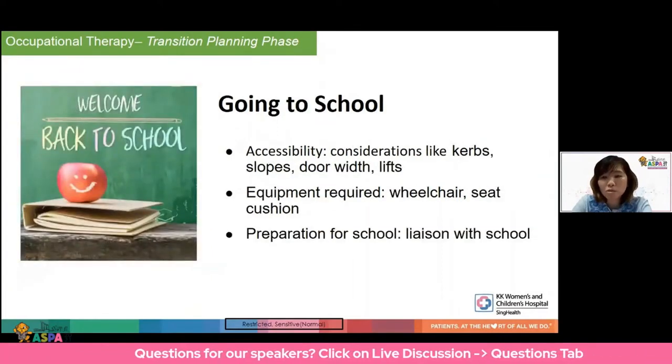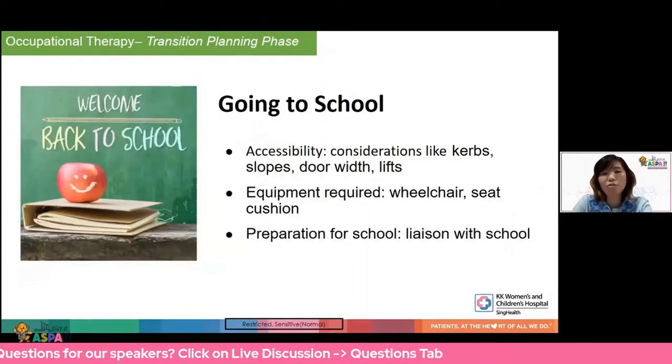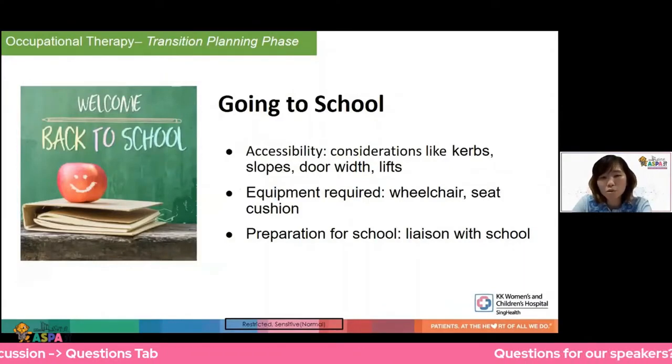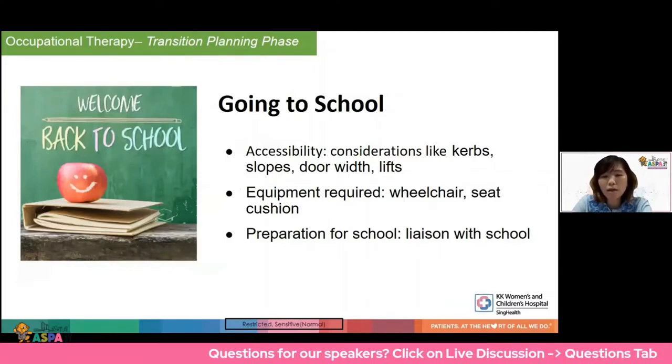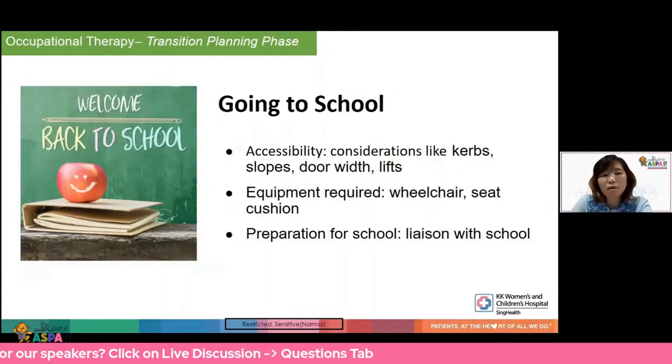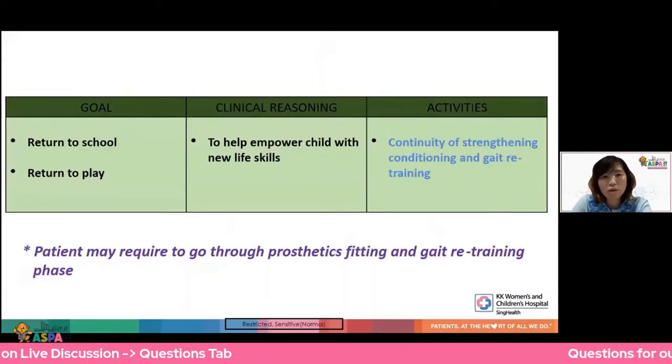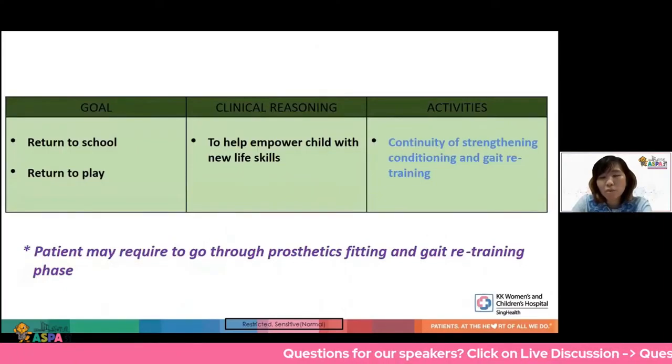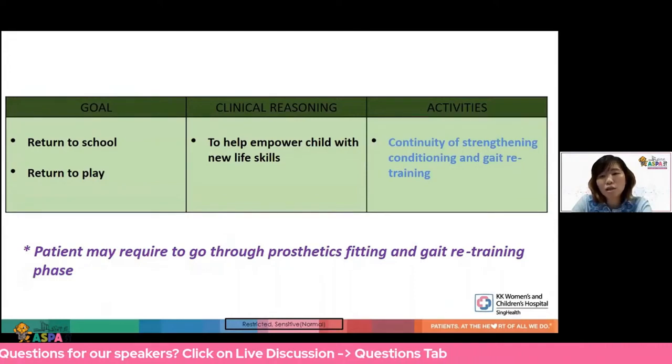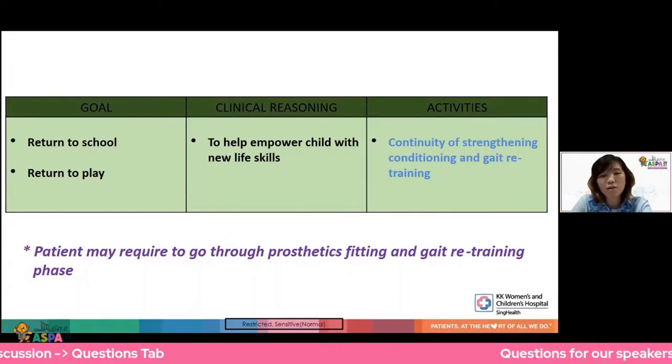In terms of going back to school, we will start off conversations with parents and family to see how comfortable they are for us to approach the school to discuss accessibility, the types of equipment required, and how to prepare the school to accept the child back and for the child to also prepare to return to school. For the physiotherapy, the main aim in this phase is to continue with strengthening, conditioning, and also gait retraining. The patient may go through prosthetic fitting and gait retraining in this phase.